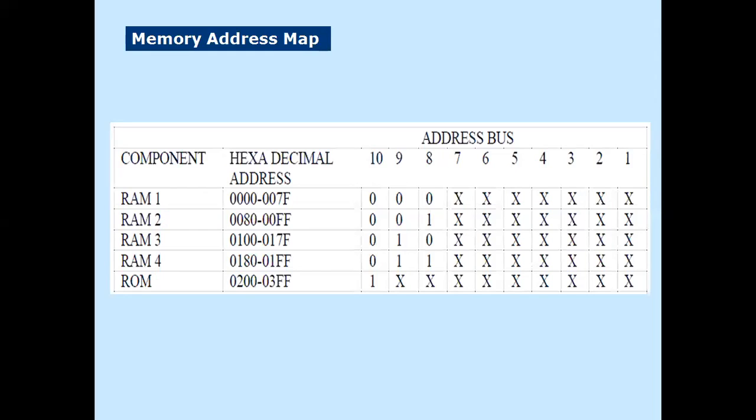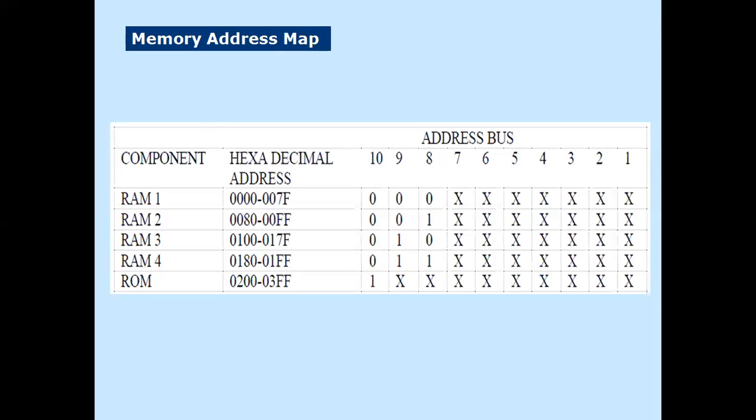Yes, sir. 7-bit address, as I told you, 1 to 7, don't care. So we are not making use of those 7 bits. And after that, we are making use of 8, 9, 10. Based on that, we are going to select the different banks. First, RAM 1 will be available from 000 to 007. This is a memory address map ranging from 000 to 03FF.